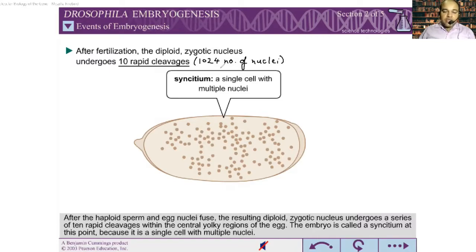Okay, so when 1024 nuclei are produced, these nuclei are then going to migrate towards the periphery of the cell. These nuclei will slowly and steadily begin to migrate towards the periphery of the cell. What will these nuclei do? These nuclei will begin to move towards the periphery of the cell. Once they begin to move towards the periphery of the cell, they will move towards the edge of the cell.